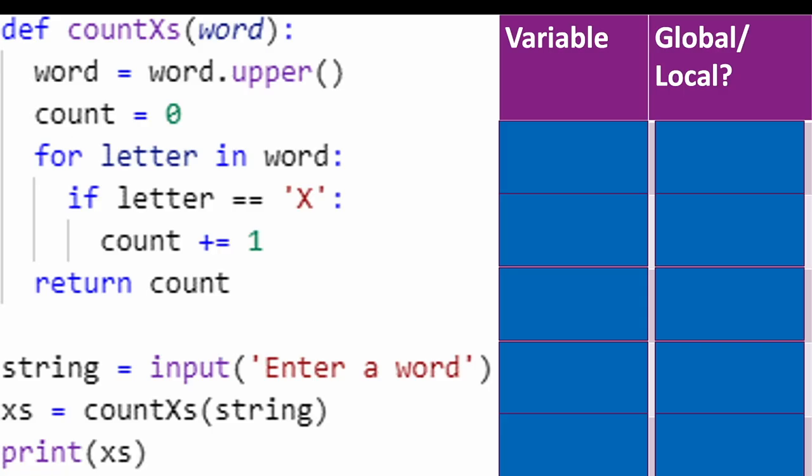Now, outside of our function, notice it's unindented, we have the user enter a word. We call this function countx's on that word. We've called it string, save it in the variable x's, and then we print out x's.